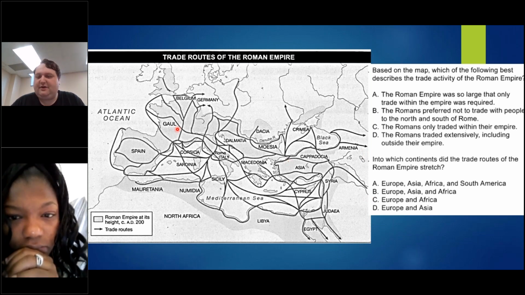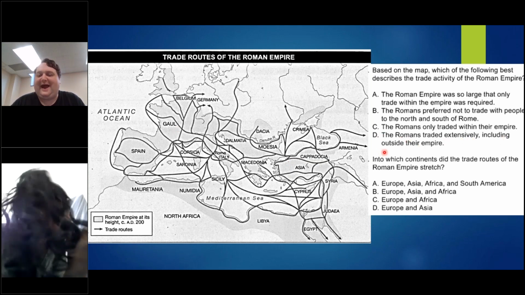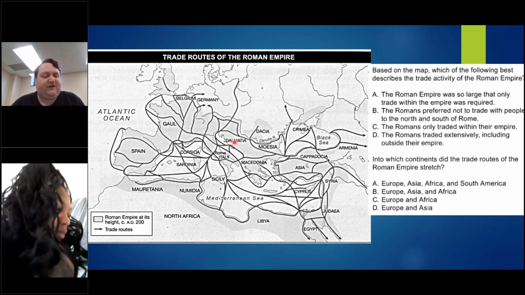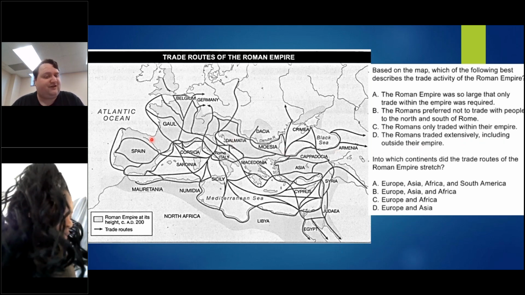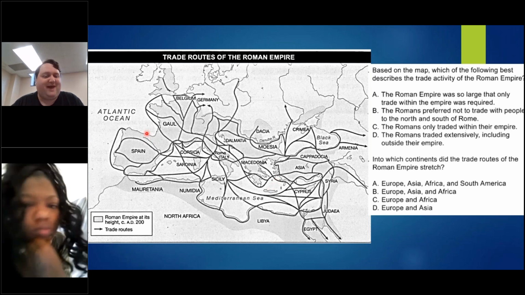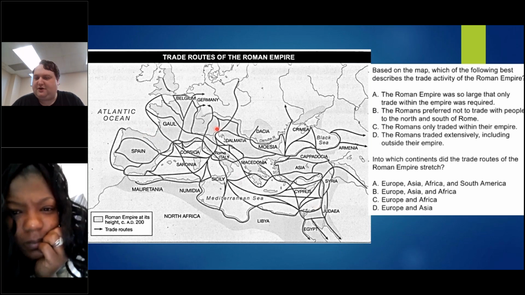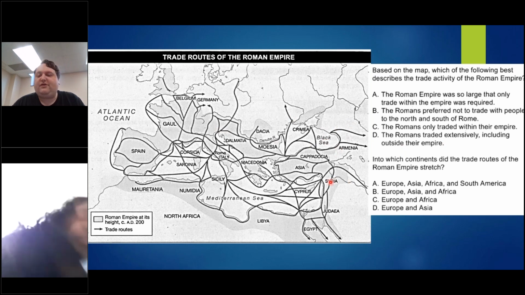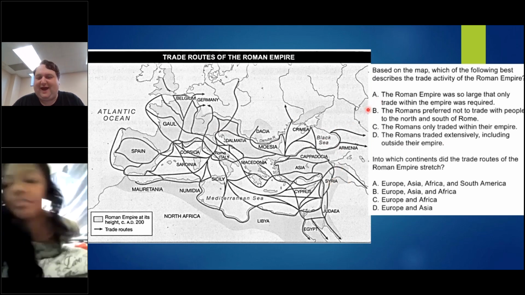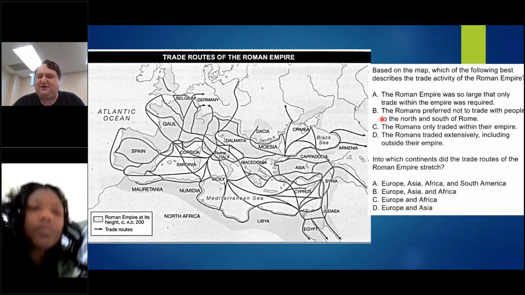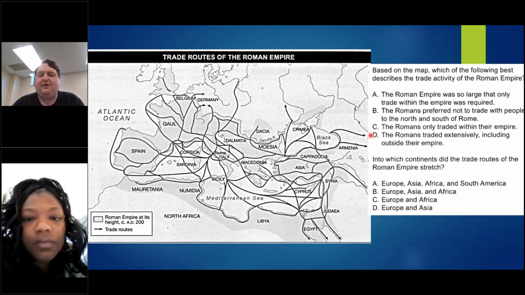Let's look at D. The Romans traded extensively. That means they traded a lot, including outside their empire. Well, there are a lot of trade routes here, right? There's a lot of lines going all across this map. That seems to me that they're doing a lot of trading, and some of it including outside their empire, and some of it goes outside their borders. So if I go through these systematically, A, B, C, and D, and just try to verify what's true and what's not true, that leads me to choose D as the correct answer.